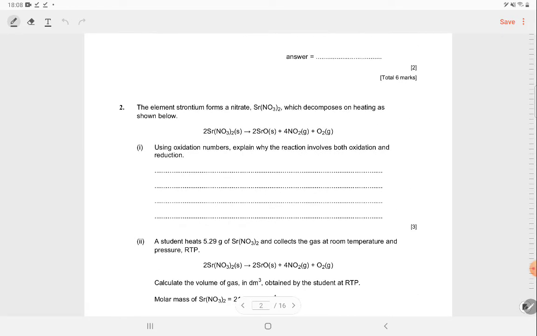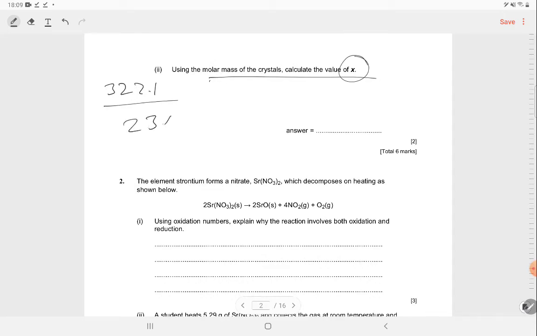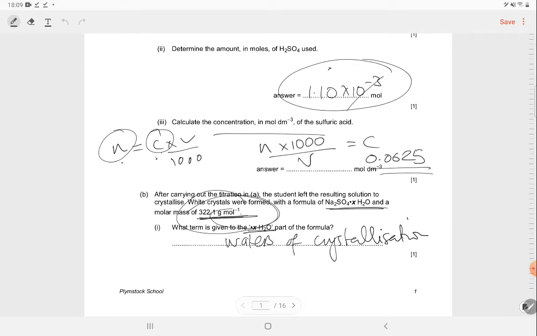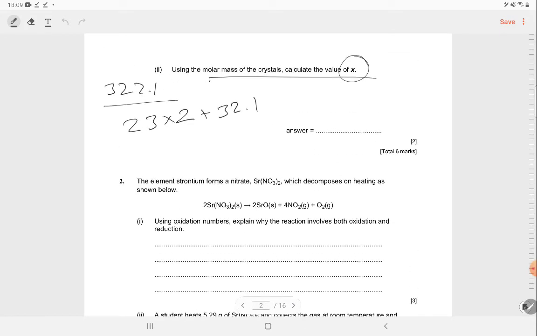Obviously, you know your basic maths when it comes to this. So 23 times 2, plus sulfur is 32.1, I believe. Let me check it's sulfur. Yeah. And then 16 times 4 because oxygen is 16, which is 64. Okay, 142.1. I should have known that.